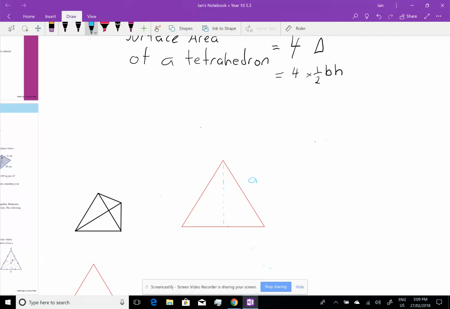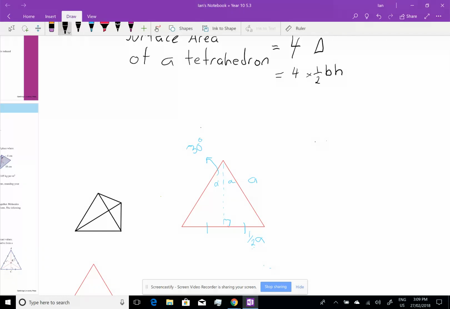I'm going to drop a perpendicular down at 90 degrees. It splits the base. It also splits the angle there. Because it's an equilateral triangle, we know that the whole angle is 60, so that angle will be 30 degrees. That's going to become important later, but not right now. So this is a half A.